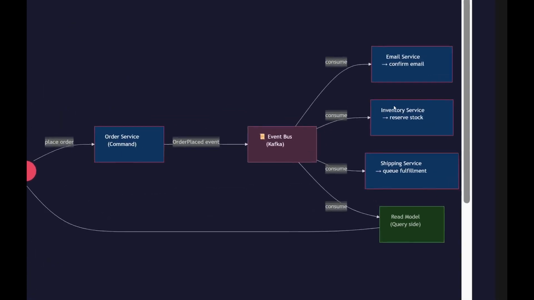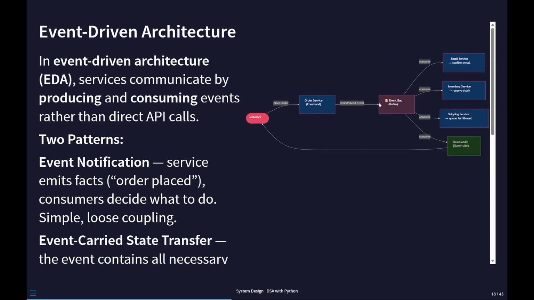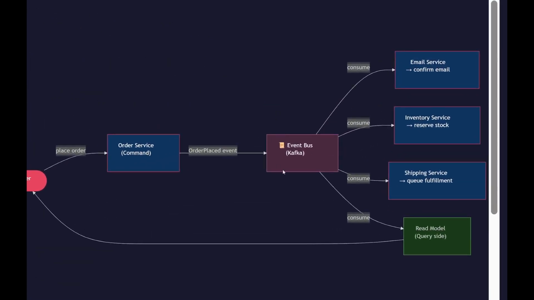The diagram shows a complete EDA flow. The customer places an order, a command. The order service emits an order-placed event to Kafka. Independently, the email service, inventory service, and shipping service all consume that same event and take their own actions. The read model also consumes events to keep a current view for queries.